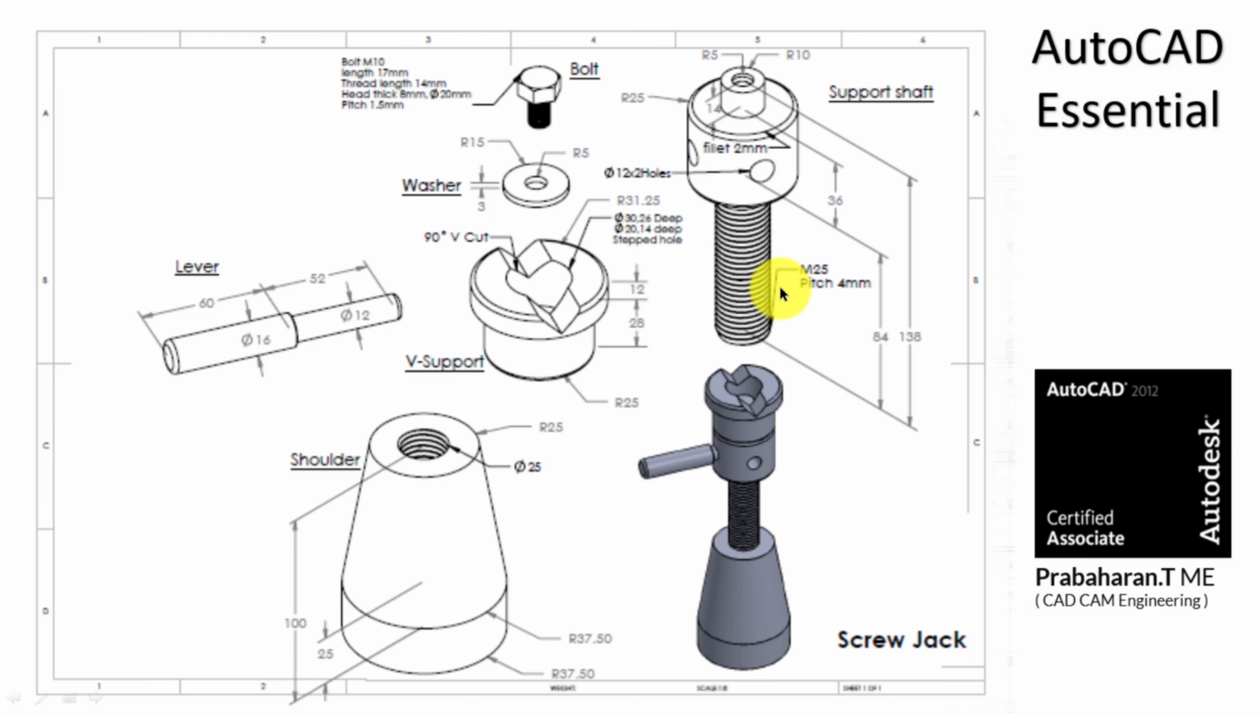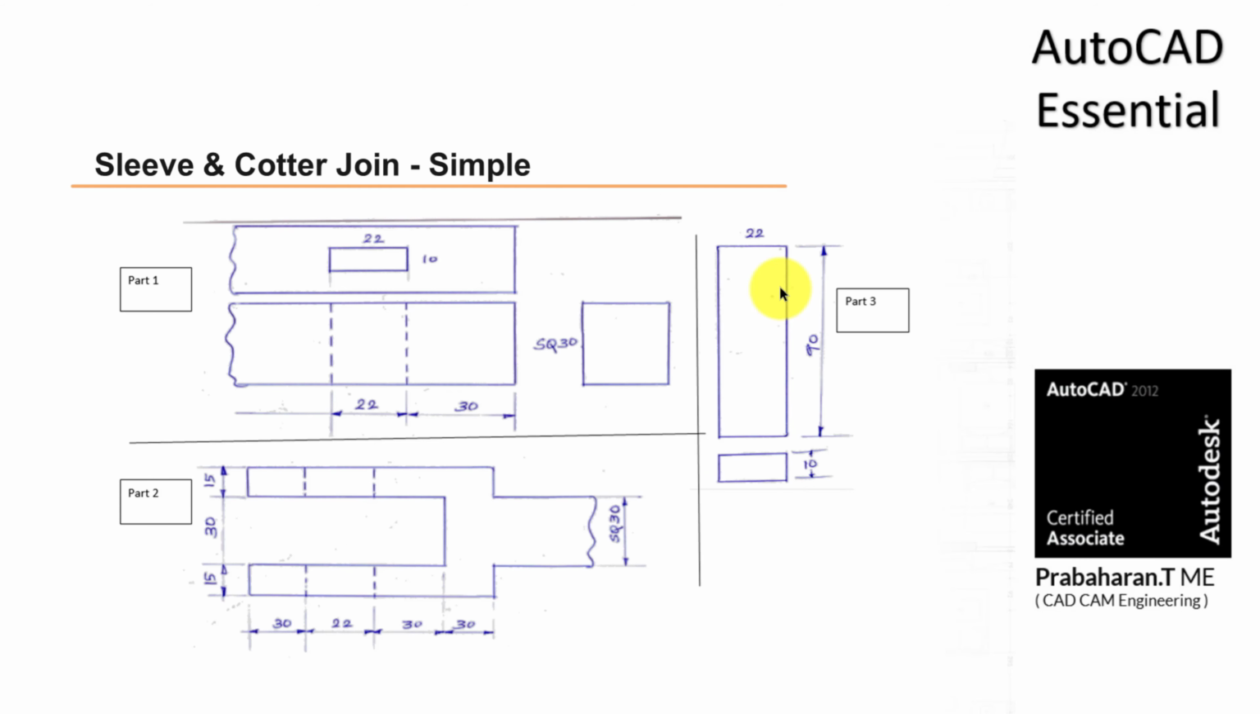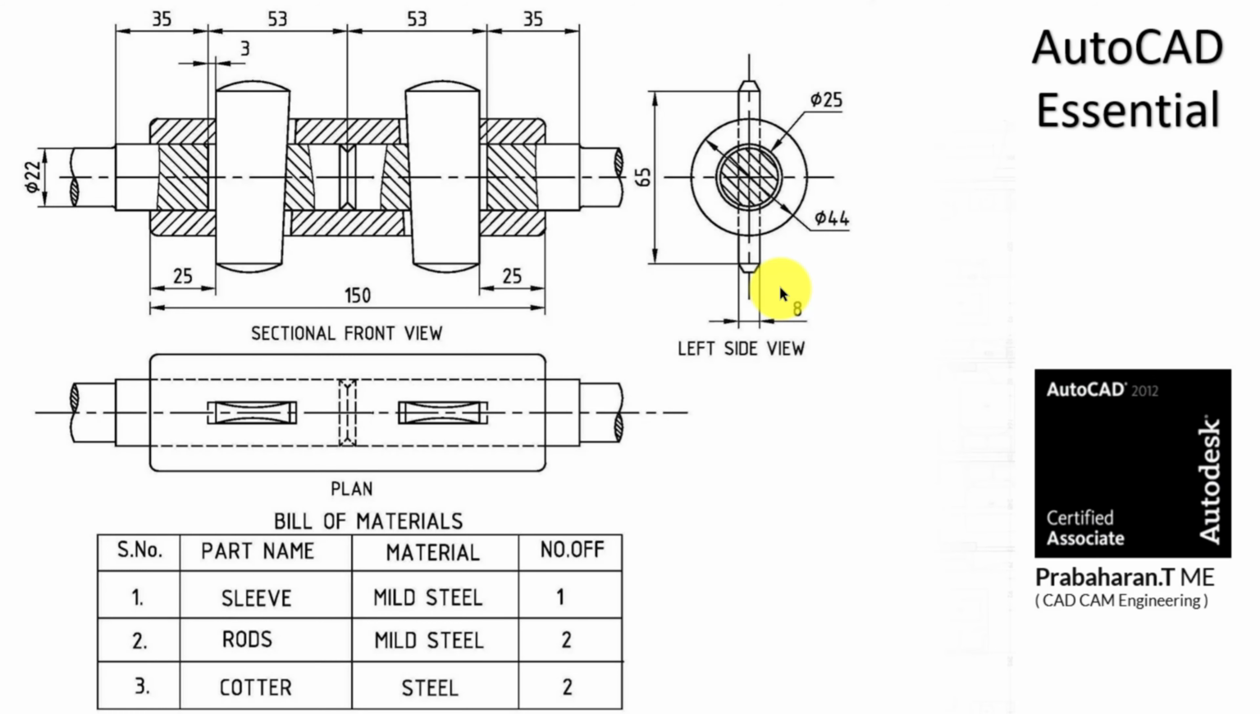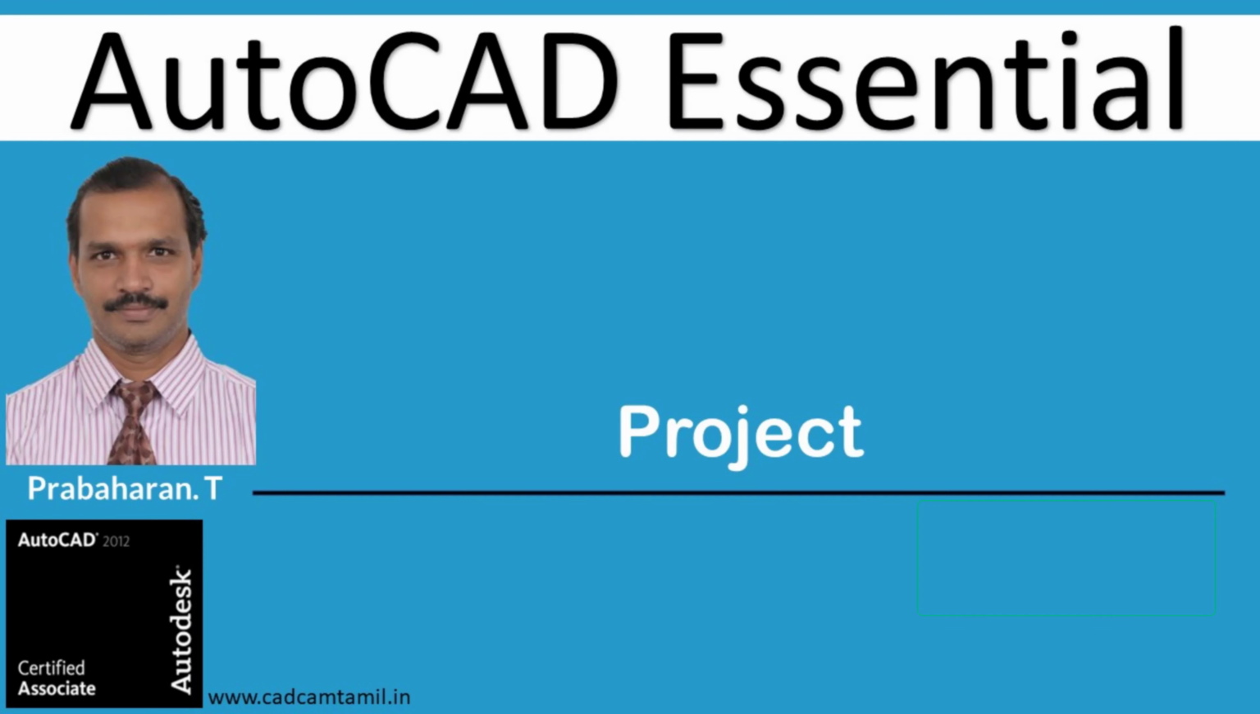Similarly, I have given some more examples for practice. Similar screw jack, quarter single piece sleeve and quarter joints, and sleeve quarter multiple pieces. So this is for practice purposes. This is the end of our mechanical project. Okay, thank you.